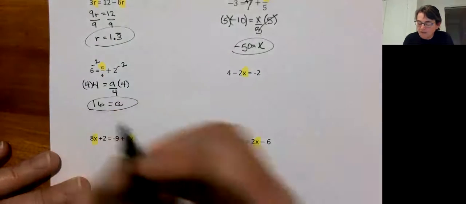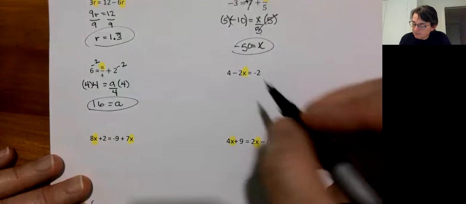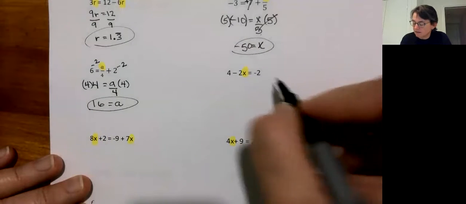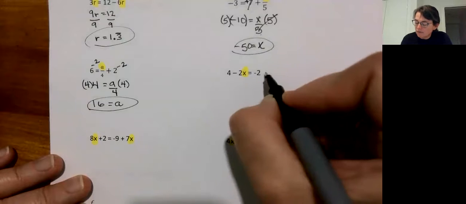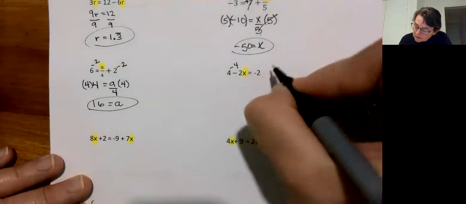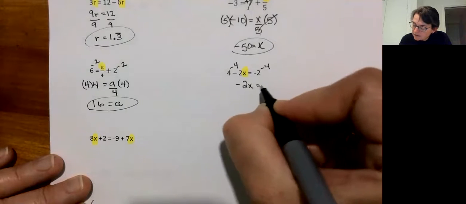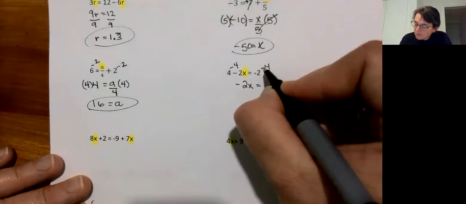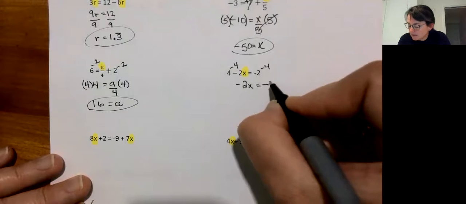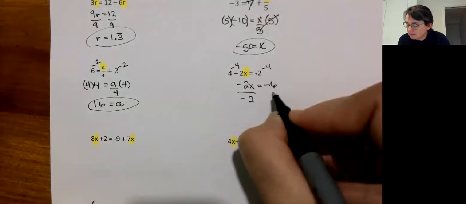Be nice to your teacher. Circle the answers. All right, let's look at the next one. I got 4 minus 2x is 2. Well, I want to move this 4 over to this side. So I'm going to subtract 4. Minus 2x, negative 2 minus 4 more is going to be minus 6. And then we're going to divide by minus 2.